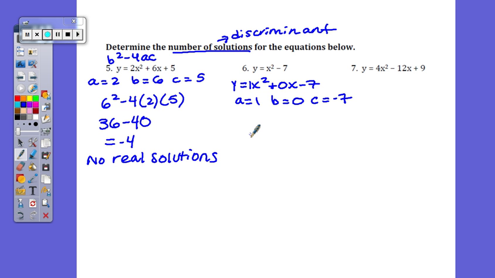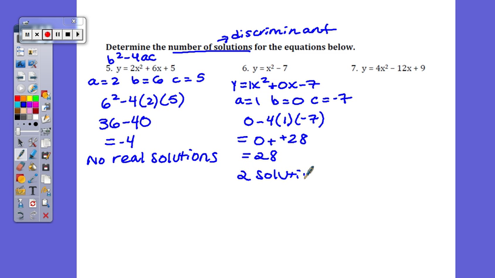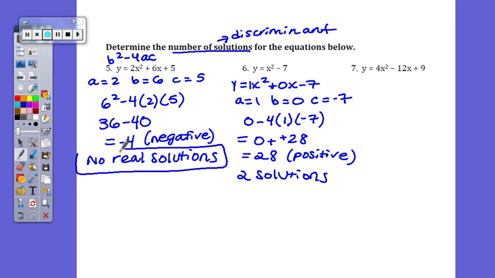And so once again, I'm going to do b squared, which in this case is just going to be 0, right? 0 squared is just 0, minus 4ac. So this is just going to be 0 minus -28. We know that when we subtract a negative, that's going to turn both of these into a positive, and so I have positive 28. That means there's going to be 2 solutions. Again, if you get a positive number as your discriminant, that means we're going to have 2 solutions. Before we got -4, a negative under the square root, there are no real solutions.